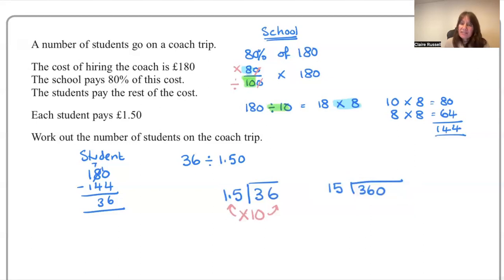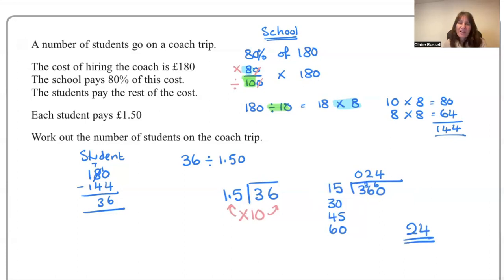15's into 360. So 15's into 3, nope, can't do. So carry the 3. So 15, 30, 45. I just want to see a little bit of that times table. I can see I can get 2 and I can carry the 6. If I add another 15, I'm actually at 60, which is what I can see there. So that is 4. The number of students on the coach trip is 24.